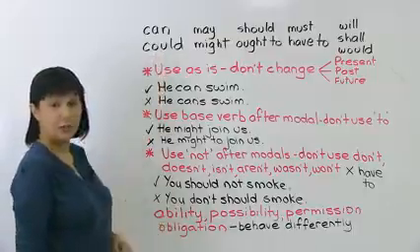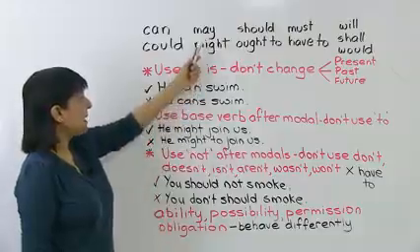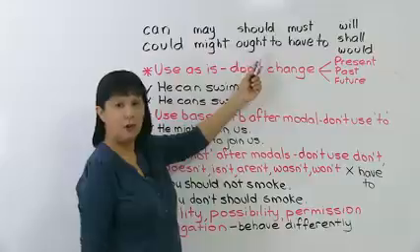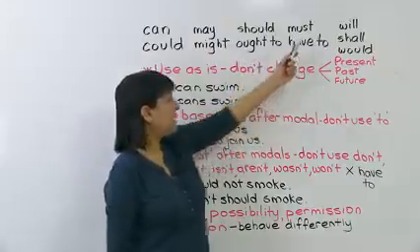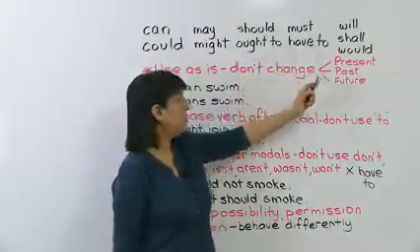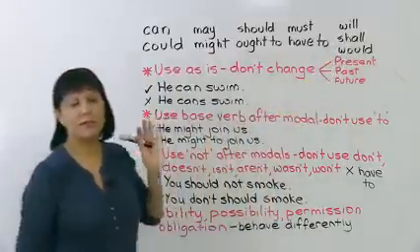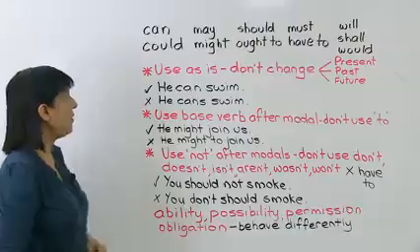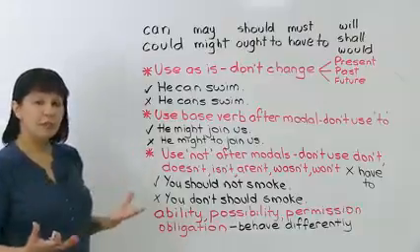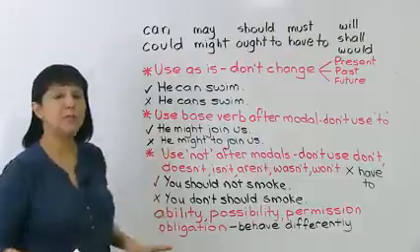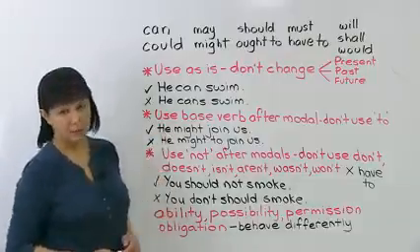Can, could, may, might, should, ought to, must, have to, will, shall, and would. Okay? These are the most common ones. All right. So I'm going to give you now 3 basic rules that you can follow to avoid most of the mistakes that are usually made with the modal verbs.